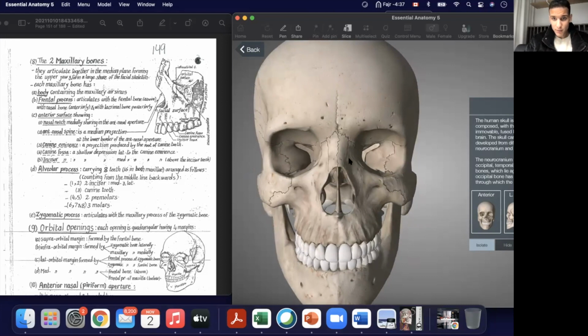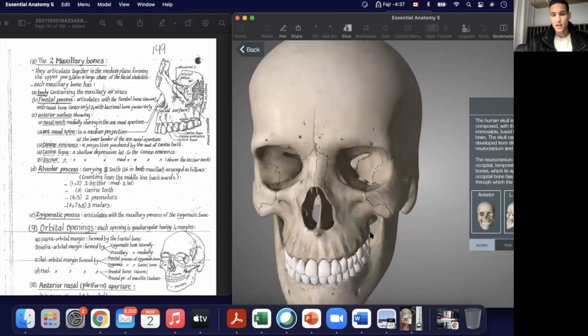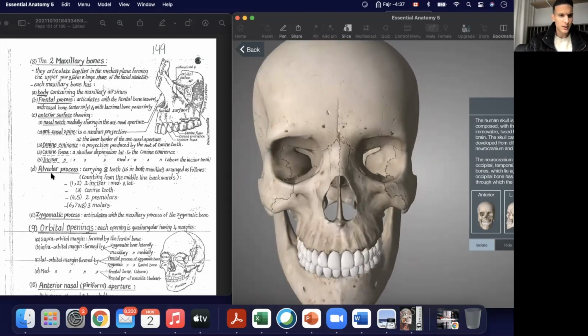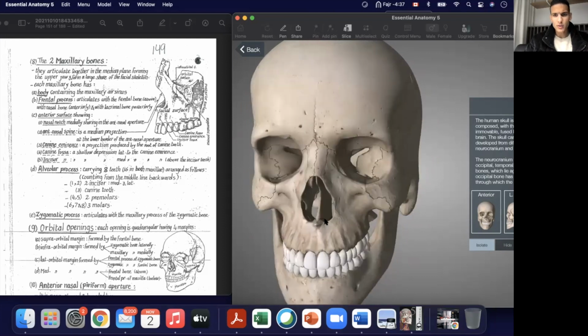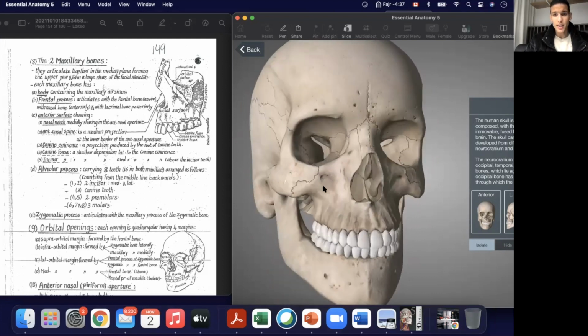So you have the frontal process, zygomatic process, and the alveolar process. Why is it called alveolar process? Because it allows for the attachment of the teeth, the upper teeth. And it's mentioned here, alveolar process. Within the structure of the maxilla, we have got the infraorbital foramen.